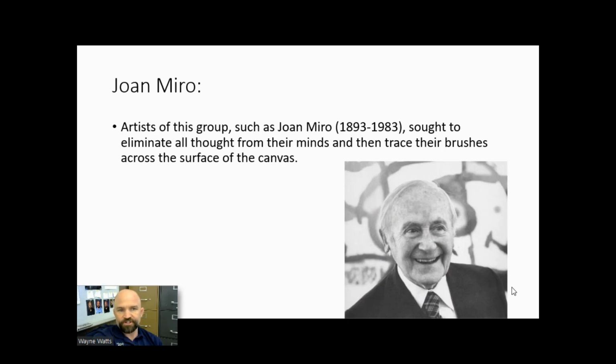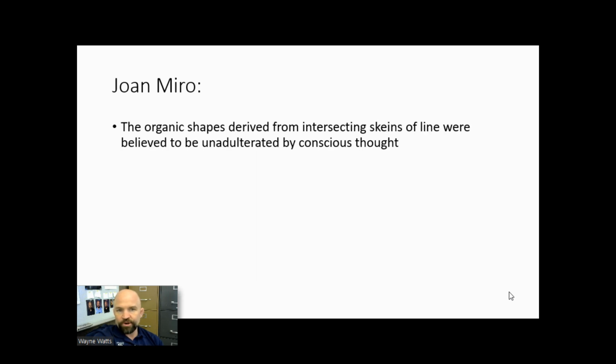Artists of this group, such as Joan Miro, sought to eliminate all thought from their minds and then trace their brushes across the surfaces of the canvas. The organic shapes developed from intersecting skeins of line were believed to be unadulterated by conscious thought.